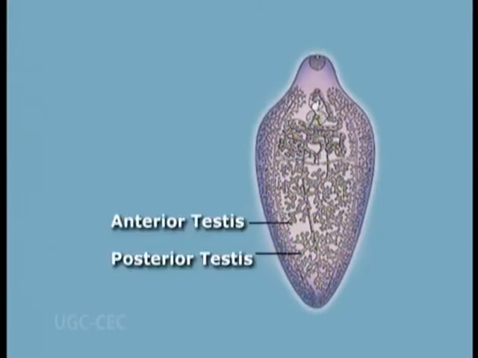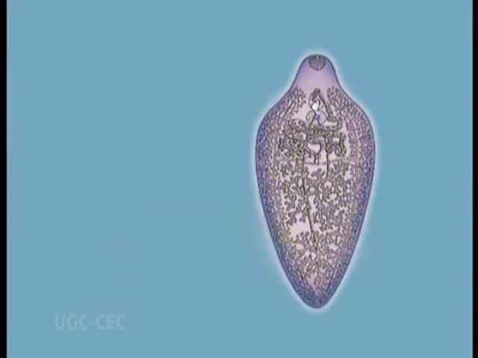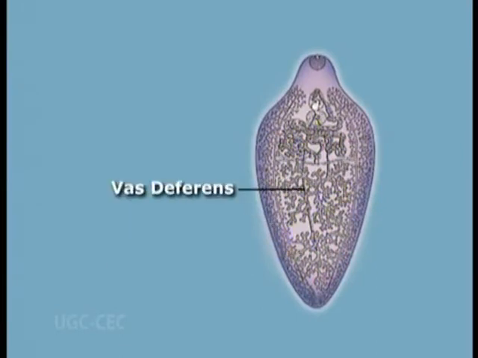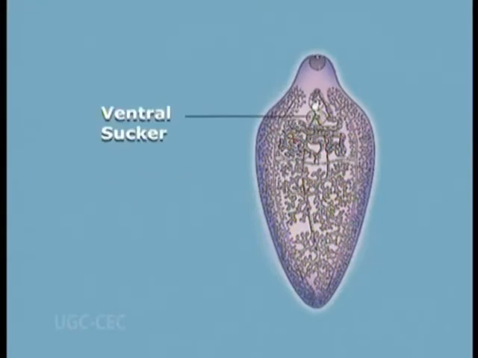From the testis, the other organ we will discuss is the vas deferentia. The vas deferentia is a narrow delicate duct. The vas deferentia emerge from each testis and run forward to meet the fellow of the opposite side, forming the common sperm duct just below the ventral sucker. Now, friends, you can see the situation of the ventral sucker and they are getting merged with each other in the figure.